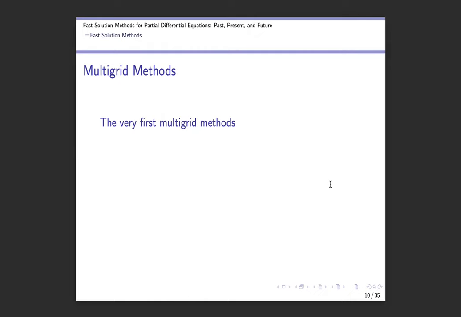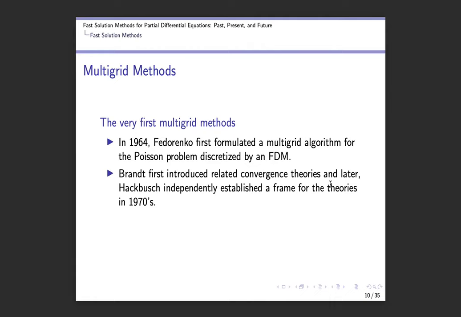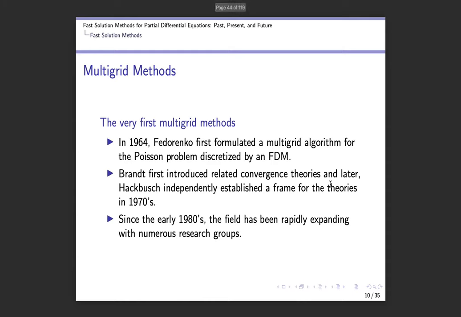And let's go over some history of the multigrid method. In the early 60s, Fedorenko first formulated the multigrid method for the 5-stencil FDM for the Poisson problem. In the 70s, Brandt and Hackbusch independently established a convergence theory. And since the early 80s, there have been two major research groups, in Europe and in the United States, that actively studied this area and invented a bunch of variants of the multigrid method. For example, the full multigrid method, the algebraic multigrid method, the full approximation scheme for nonlinear problems, that kind of thing.